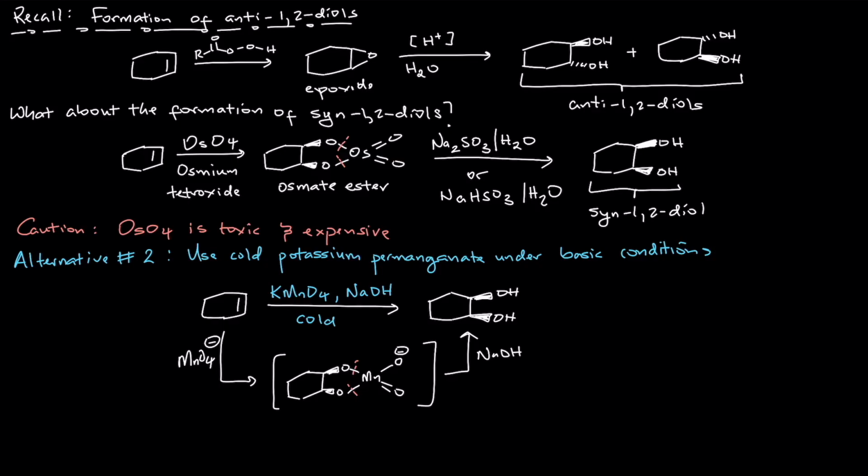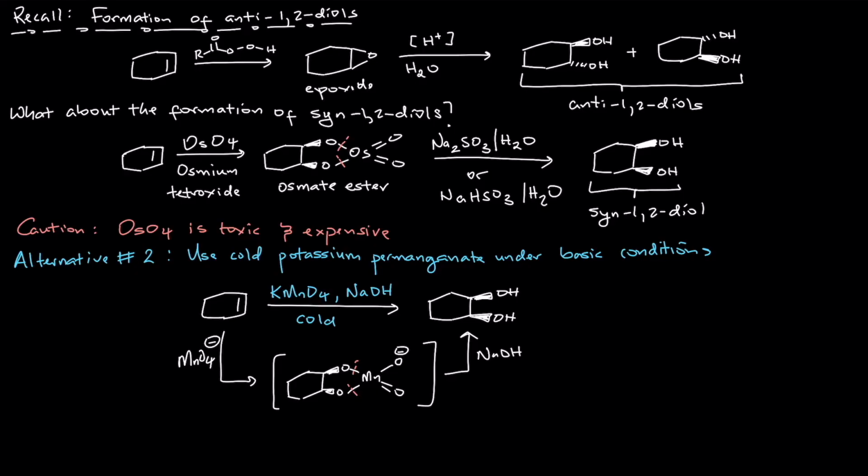Okay, so you either use your osmium tetroxide with your sodium sulfite or sodium bisulfite as a second step in the synthesis. You can also use the catalytic osmium tetroxide with other co-oxidants like your NMO and your tert-butyl hydroperoxide. And then lastly, you can use cold potassium permanganate under basic conditions, and then you would also get the same syn-dihydroxylated product.